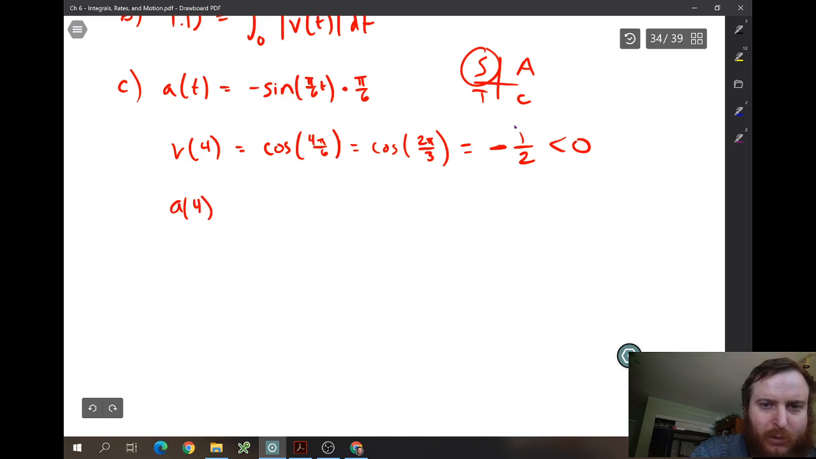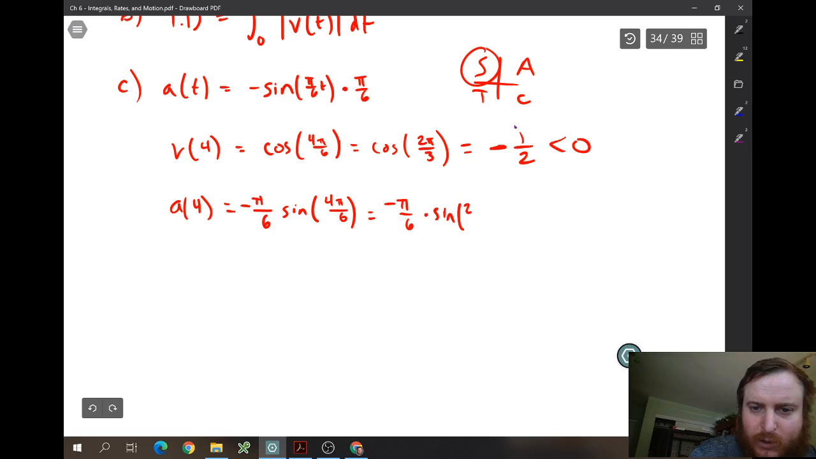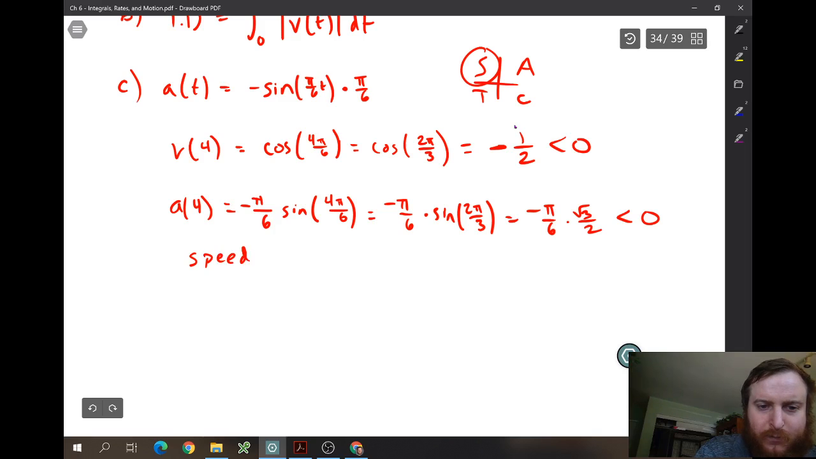Okay, next we're going to do a of 4. So a of 4, I'm going to bring the pi over 6 to the front. So negative pi over 6 sine of, we plug in 4, pi times 4 is 4 pi over 6. That's negative pi over 6 times sine of 4 pi over 6, which is the same thing as sine of 2 pi over 3. And 2 pi over 3 again is in the second quadrant, so sine is positive. That means it's negative pi over 6 times positive square root of 3 over 2, which again is less than 0. So that means the speed of our particle is increasing.